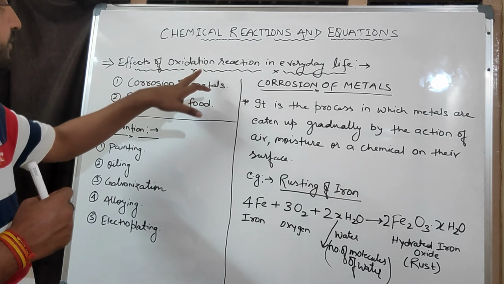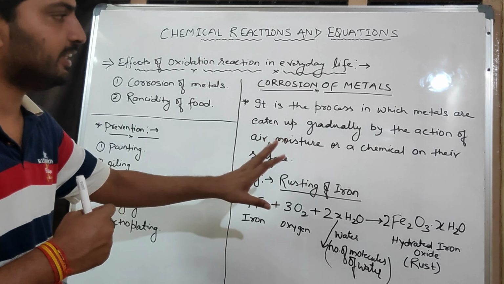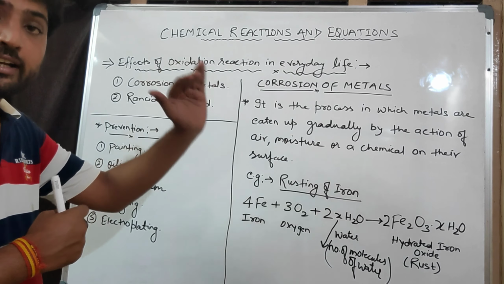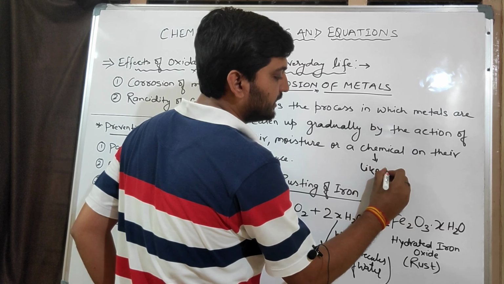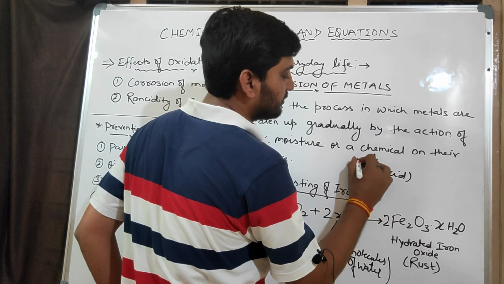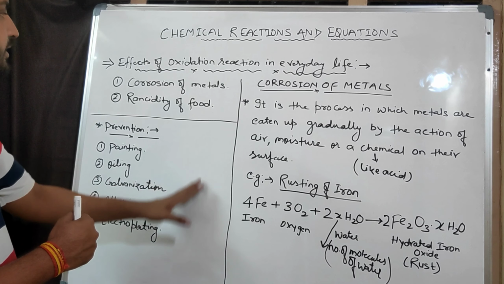Understood? Two effects, corrosion and rancidity. Corrosion we have already studied. Corrosion means the upper surface of the metal is gradually eaten up by the action of air, moisture or a chemical like, which type of chemical? Acid. For example, we have already discussed rusting and the prevention of rusting.